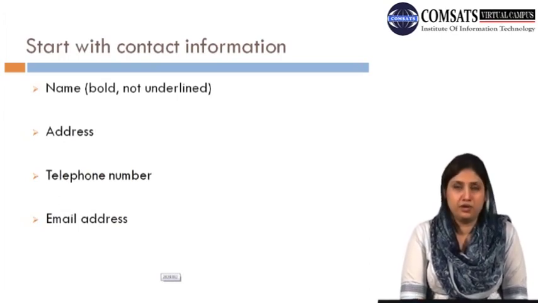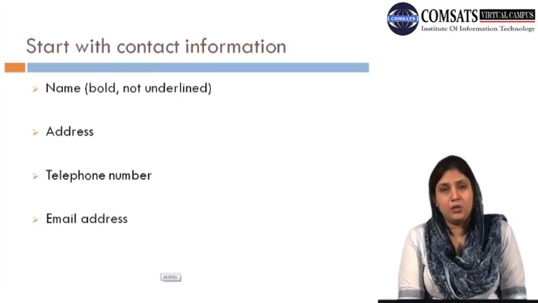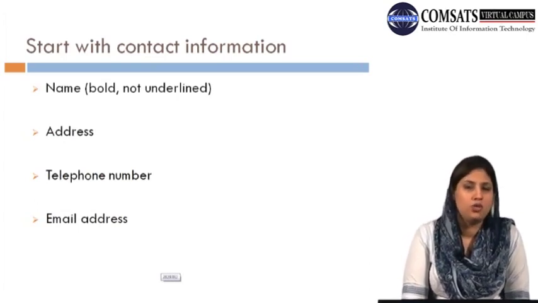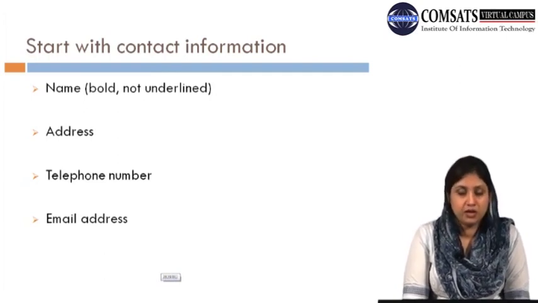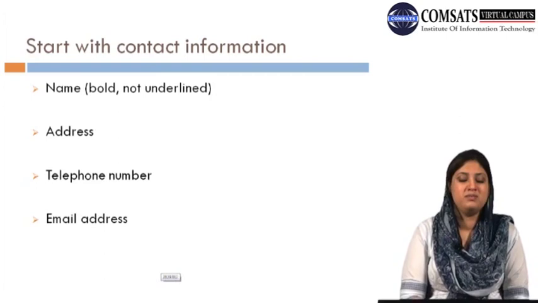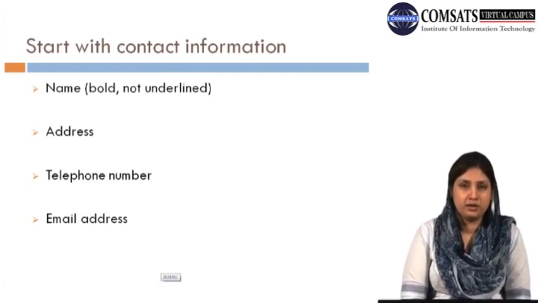Now we start with the content information. Let's talk about all these aspects one by one. What do we need to know when we want to contact somebody? We need the name, of course. It has to be bold but not underlined. We need the address, we need the telephone number, and we need the email address, because we may choose one of these types of address to contact the person.